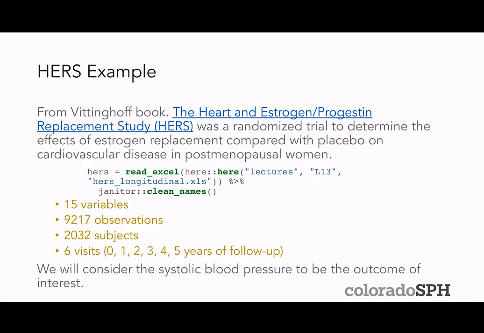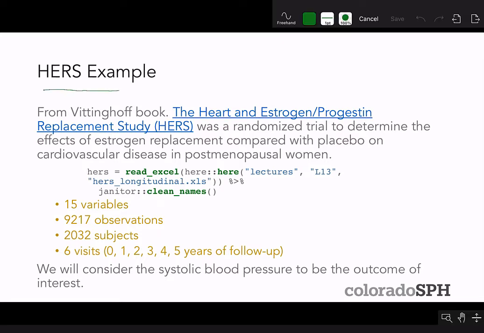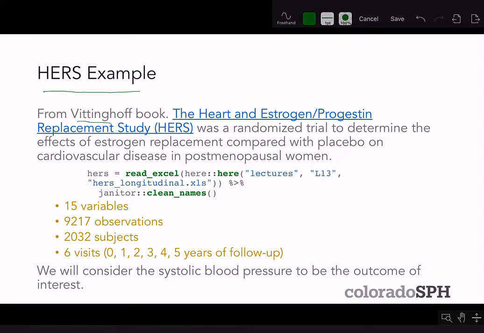And to look into this, we're going to go into the HERS data example, which is from the Widdinghoff book. And there's also a paper that I've linked here, which is the original paper for this clinical trial, a clinical trial called the Heart and Estrogen or Progestin Replacement Study, which they called HERS, which looked at a randomized trial that determined the effects of estrogen replacement compared with placebo on cardiovascular disease in postmenopausal women. And it went on for about 6 years.